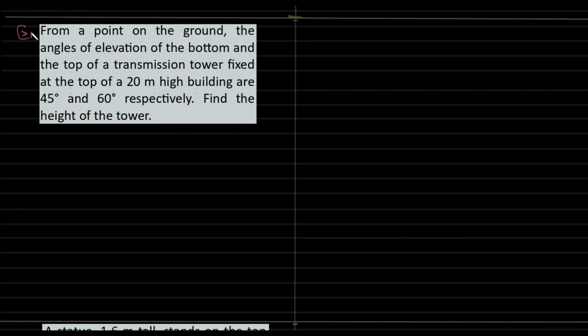From a point on the ground, the angle of elevation of the bottom and top of a transmission tower fixed at the top of a 20 meter high building are 45 degrees and 60 degrees respectively. Find the height of the tower.